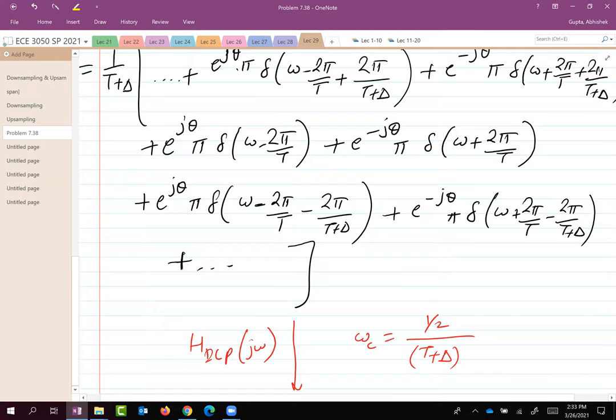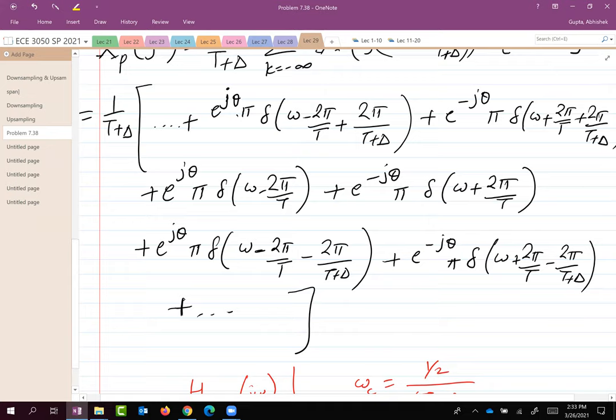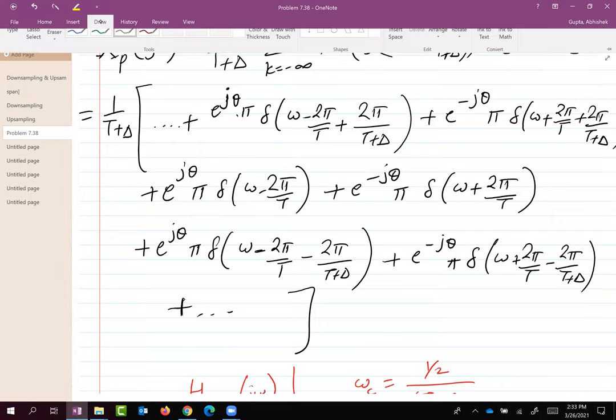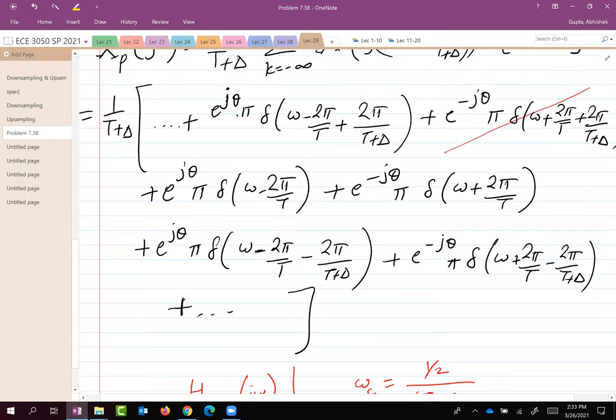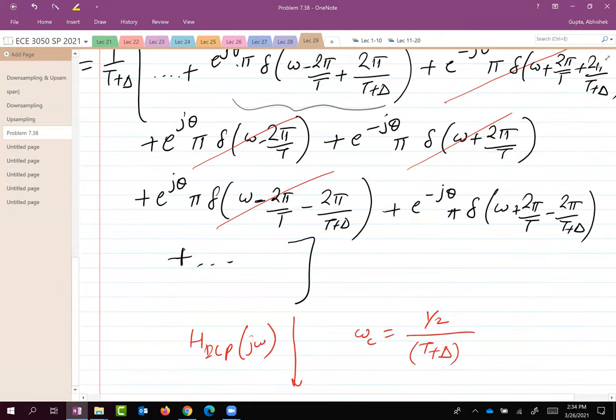So I need to basically calculate each of these terms. I'm trying to think how to best calculate it. Let me just use my authority to cancel out terms that I think will have very high frequency. So this term will have very high frequency, this will have very high frequency, very high frequency. So there are essentially only two terms. One is this term, which will have low enough frequency to pass through the low pass filter, and this will have low enough frequency to pass through the low pass filter for certain values of delta.